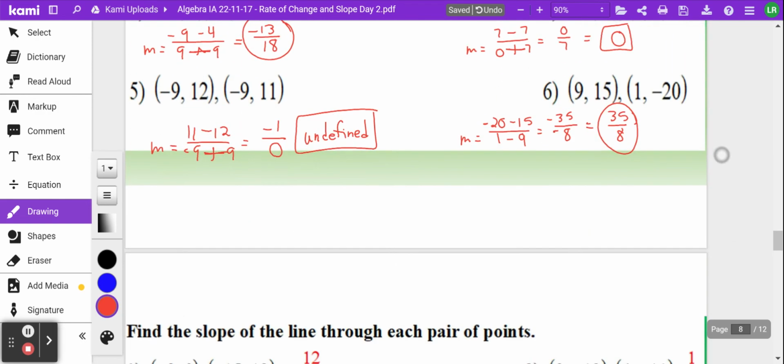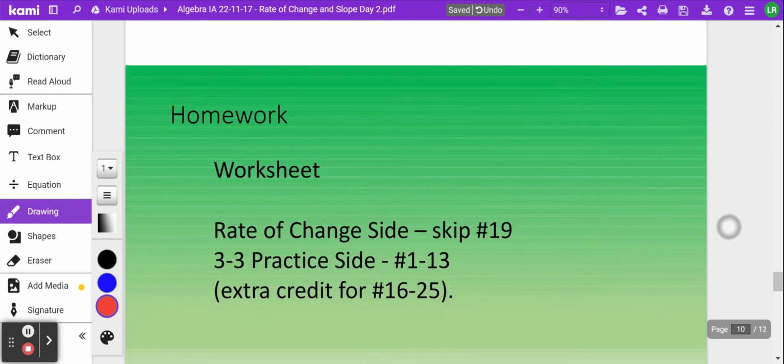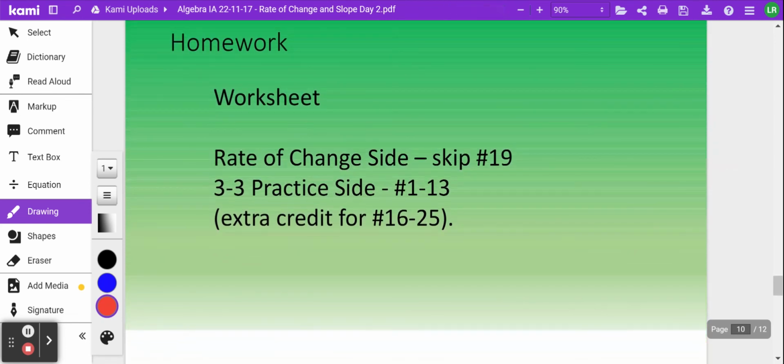Okay, your homework assignment, okay, there's 2 sides. It's posted on your Canvas page. Okay, the rate of change side, that's the side with the word problems and stuff. Do all of them except for number 19. You can skip number 19. The other side just has regular slope problems. The ones you have to do are numbers 1 to 13, just basic slope problems.